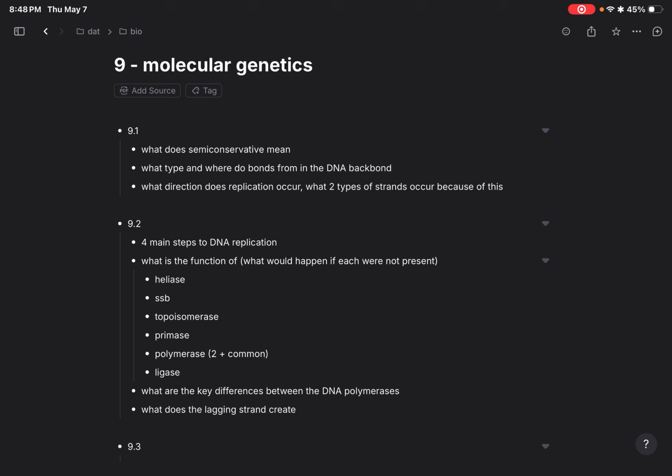Okay, what does semi-conservative mean? So it means like when DNA replicates, half of it will be from the original, and then half of it will be new. What type and where do bonds form? So phosphodiester bond, we got the sugar phosphate. It's between the sugar and between the phosphate group.